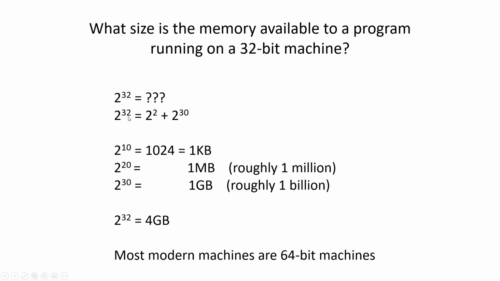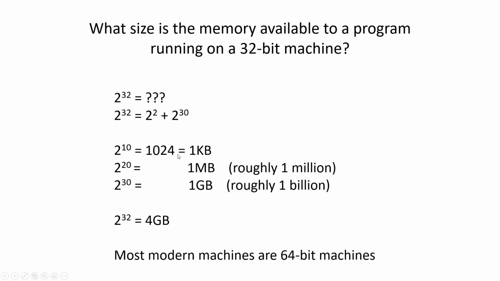I'm going to break this into 2 parts: 2 to the 2nd and 2 to the 30th. 2 to the 2nd power is just 4. For 2 to the 30th, we can say that 2 to the 10th power is 1024. That's 1 kilobyte, approximately 1,000. 2 to the 20th is going to be approximately 1,000,000, 1,000 times 1,000, and that's 1 megabyte. And 2 to the 30th is about 1,000 times about 1,000 times about 1,000, or 10 to the 9th, or 1 gigabyte, roughly 1 billion.